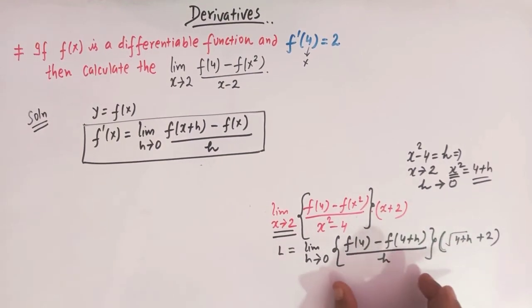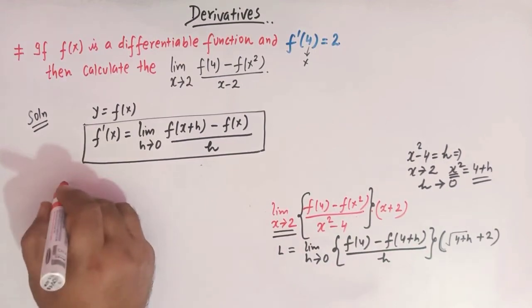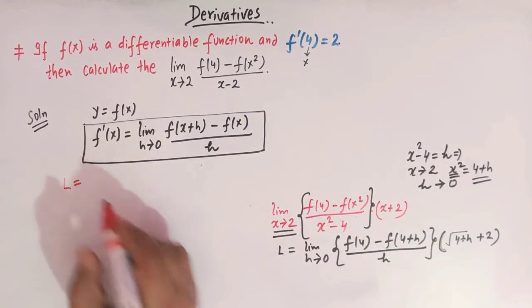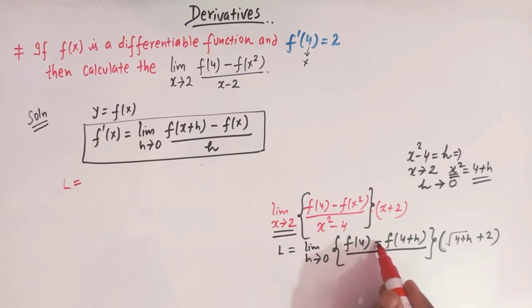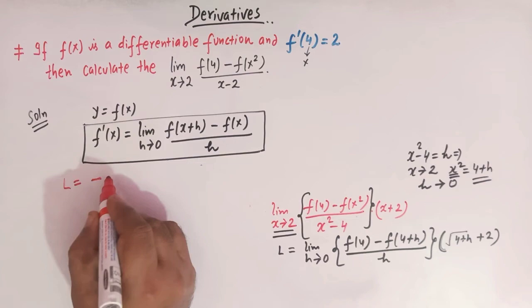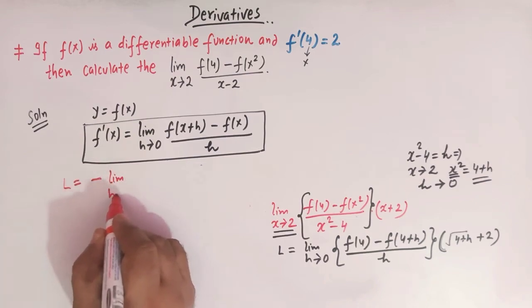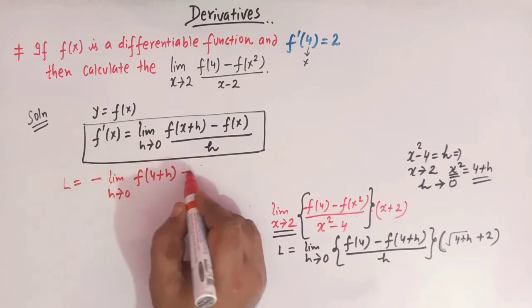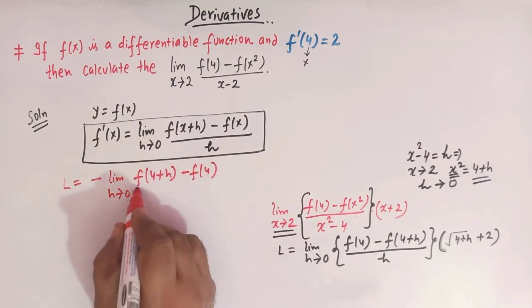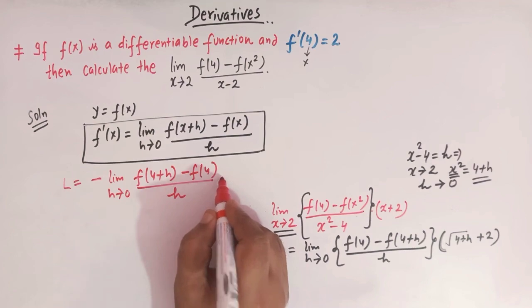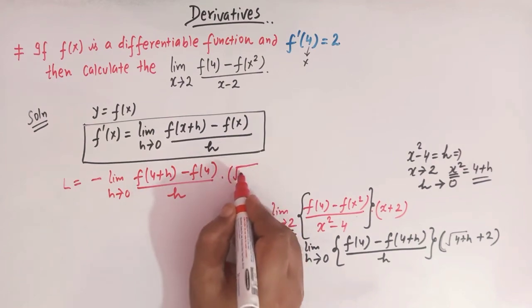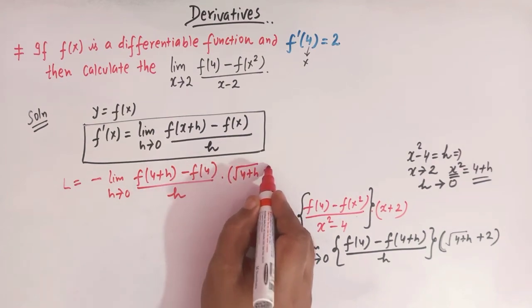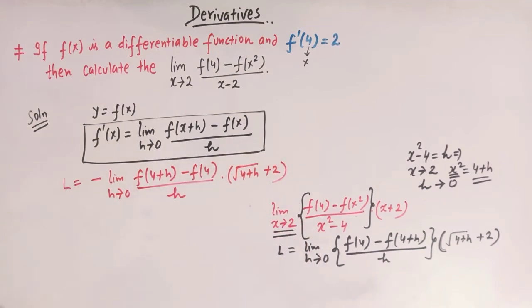Now let us rearrange this expression. We can write L is equal to, taking the negative sign outside as common, negative sign times limit h tends to 0 of f of 4 plus h minus f of 4 divided by h, times the square root of 4 plus h plus 2.